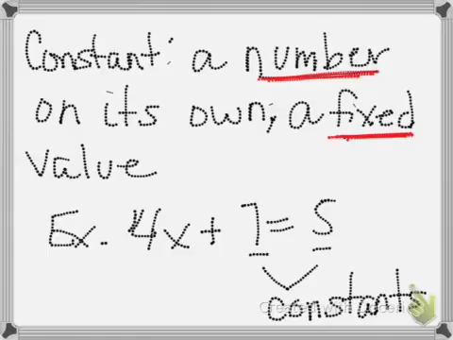The next word is constant. A constant is just a number on its own. It's the fixed value. So down here in my example, I have 4x plus 7 equals 5. We've already discussed the 4 and the x. The 4 is the coefficient because it's being multiplied with the variable, the x. The 7 and the 5 are my constants because they're the fixed values found within the equation.